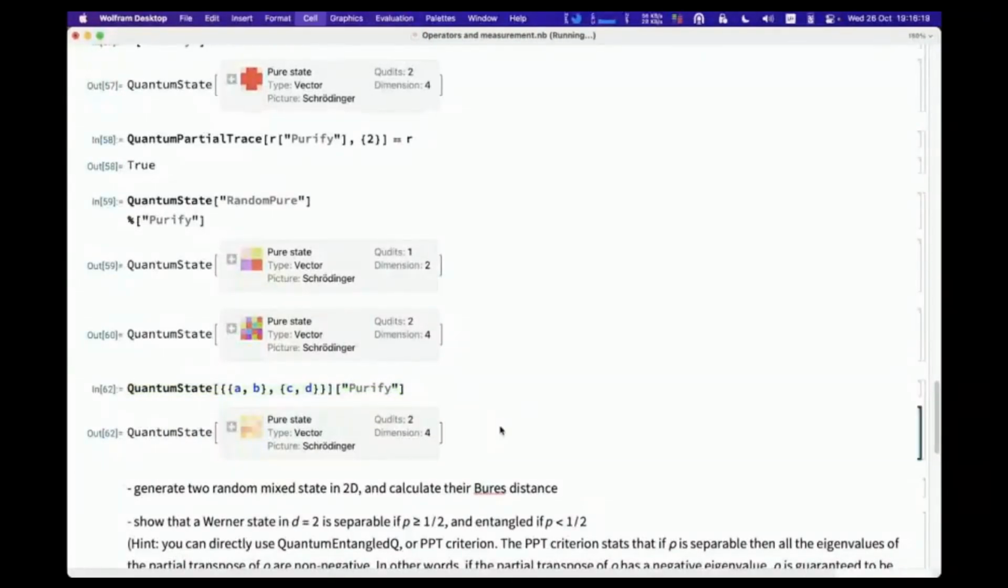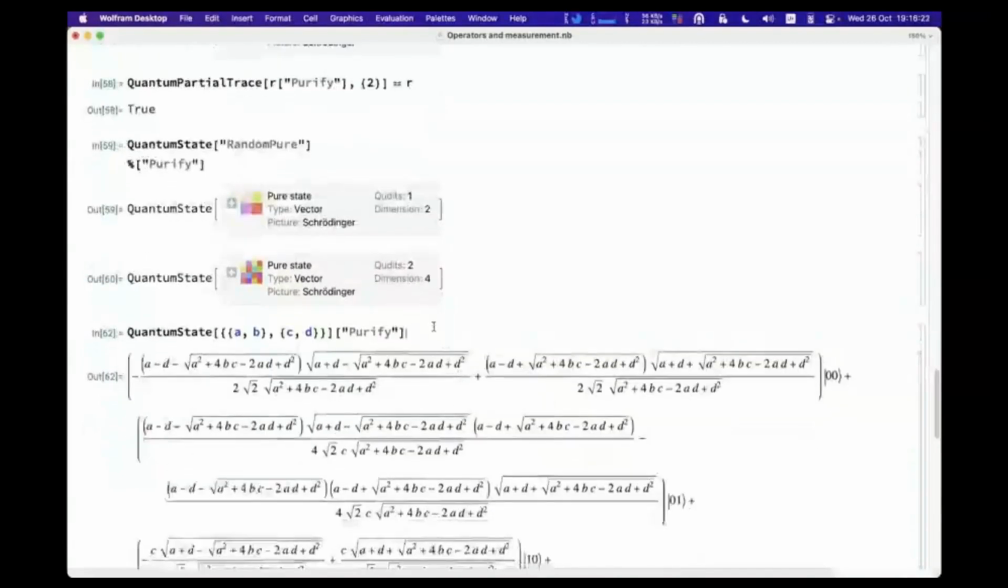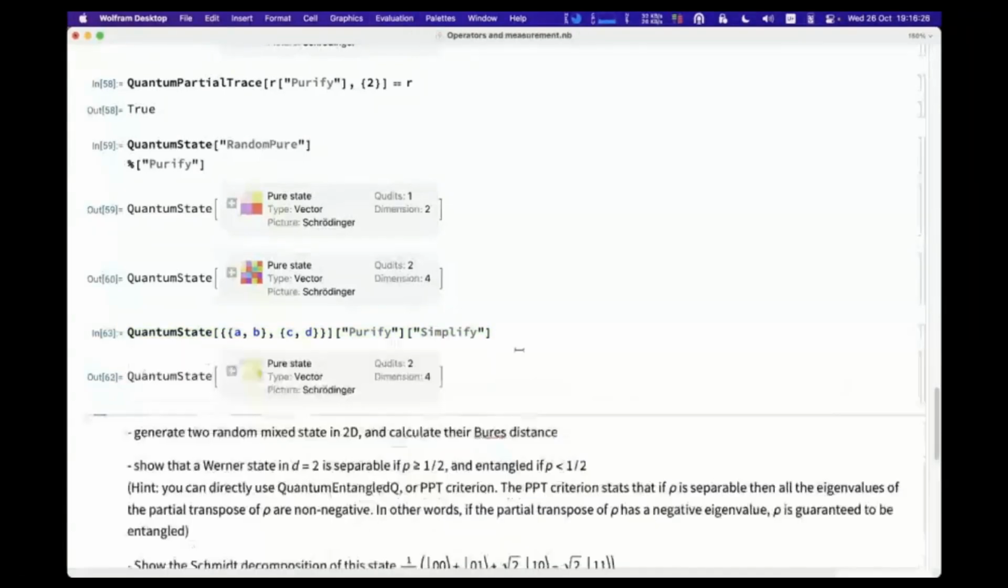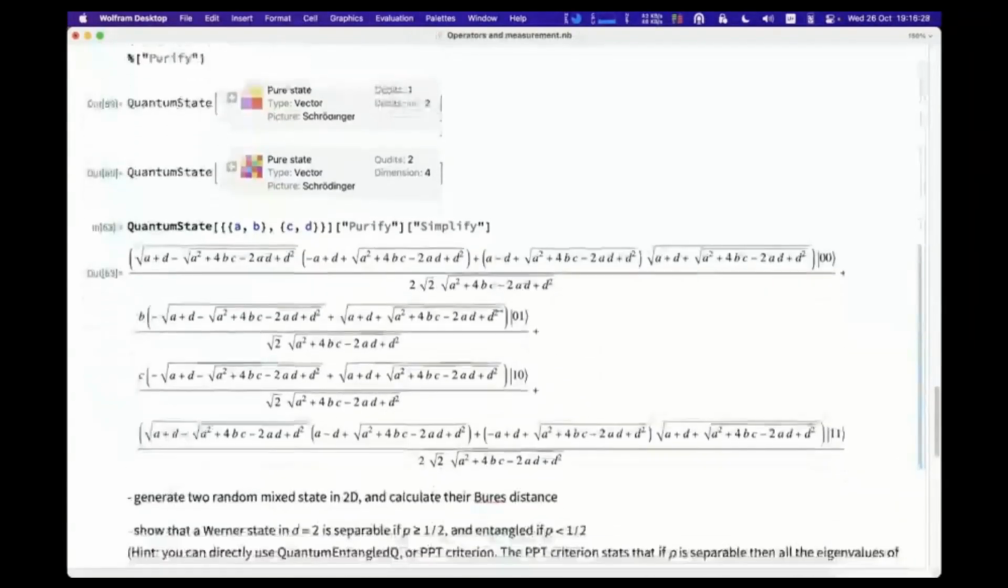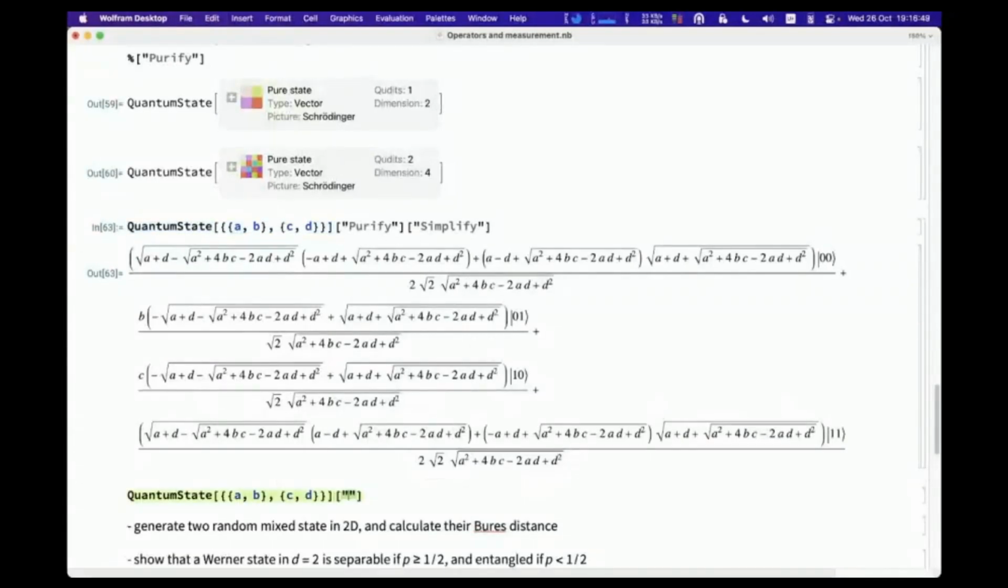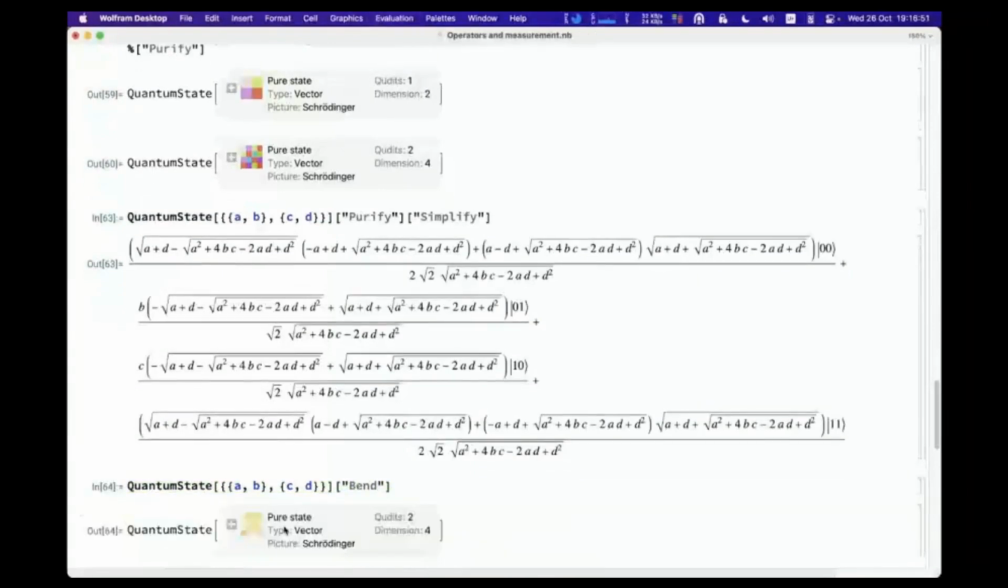Let's look at the formulas. You see here, we are going into a higher dimension, and the relationship is not directly the relationship that we had with those parameters. So that's the purification. We have something similar to purification. We call it bend. What happens with bend is that we literally just expand the dimension without changing the amplitudes.